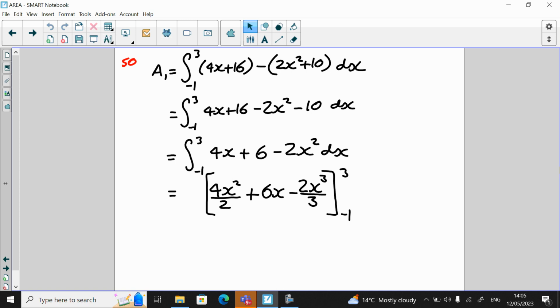So the one thing I can simplify is a 4 over 2 in front of the x squared, so that should give me 2x squared there. Right, so that's the only change. So we've integrated. So now we're going to take this and we're going to use it on 2 occasions with the upper and lower limit of 3 and -1.